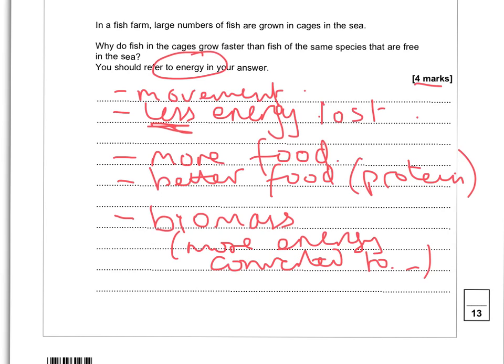So for 4 marks, movement is restricted, so less energy is lost from the fish. They're also given more food because they're fed inside the cages, or they're given better food, but you can only have 1 of those marks, you can't have both of them. And then more of the energy from the food is converted to actual biomass, which is the edible part of the fish. Difficult question again, so a mark out of 4. If you just take a moment to work out how many marks out of 13 you got there. Quite a hard opening question that. See how you did.